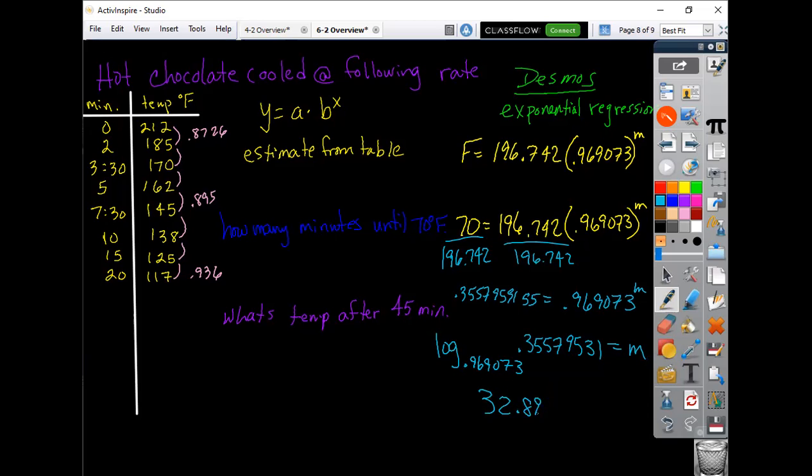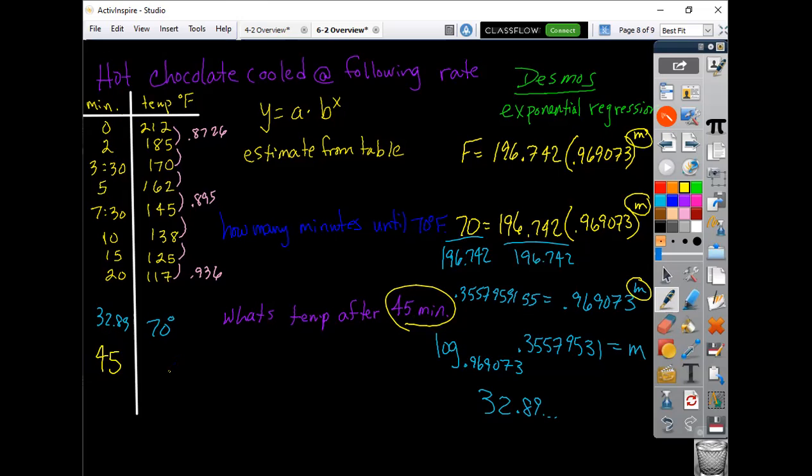So remember, these were minutes. So if I went 32.89 over here, there's more decimals, obviously, but that would get me to the 70 degrees. Then what it says is, well, what would the temperature be after 45 minutes? Remember, this 45 minutes right here, that's just plugging it into the exponent. So I would put in the minutes as 45. Well, 45 minutes, but these are all minutes. So the 45 minutes just gets plugged in, and then crank.